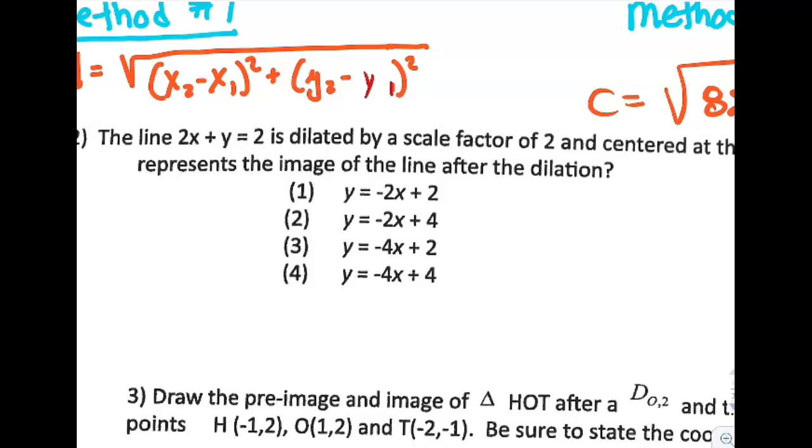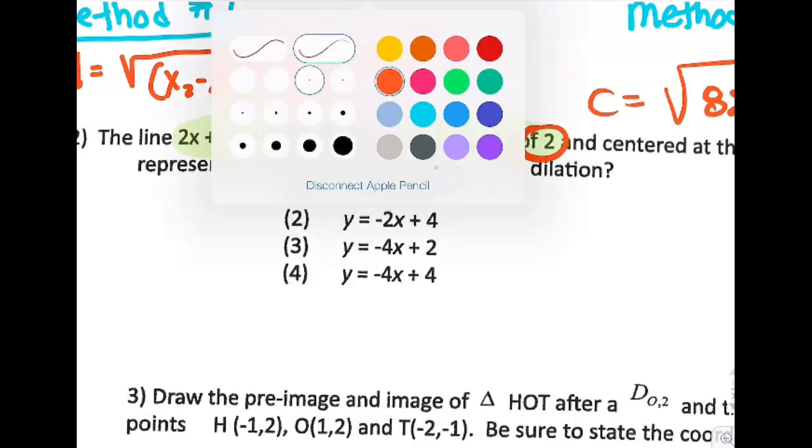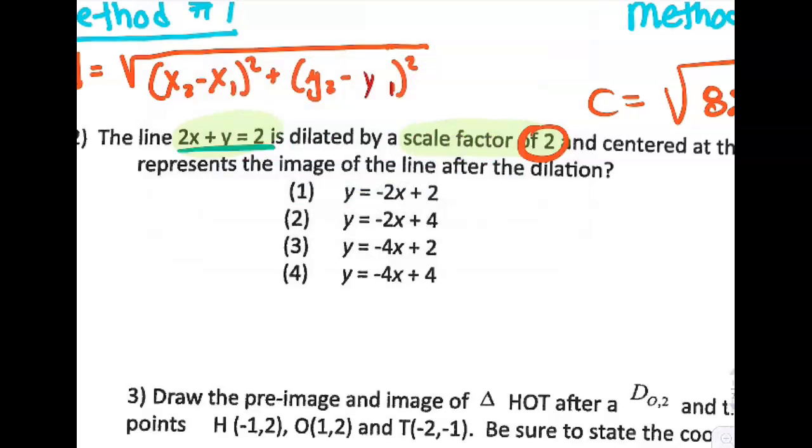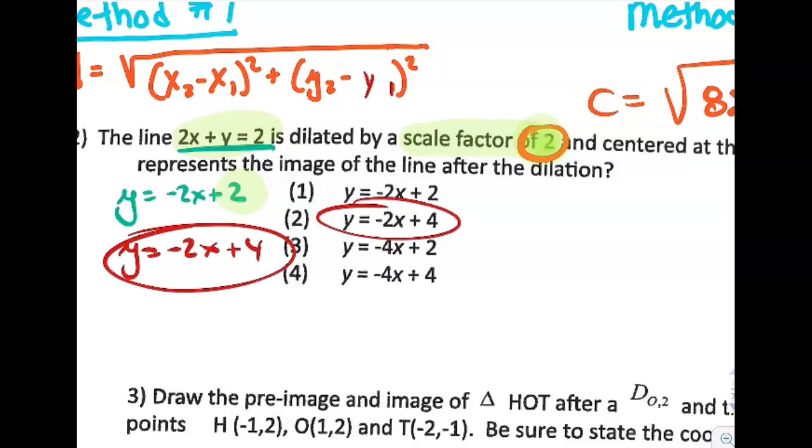Number 2, you're asked to take this line and dilate it by a scale factor of 2. Problem is, this line isn't in the right form. So if I subtract 2x from both sides, it looks like this. The 2x gets slid over to the right and comes negative, and then I just have y equals. But then I have to take the y-intercept and multiply it by the scale factor of 2. You don't change the slope, but you double the y-intercept. Never change the slope, just the y-intercept.